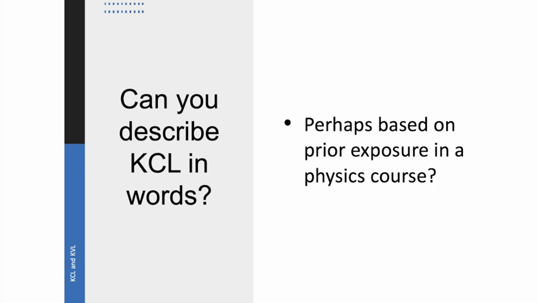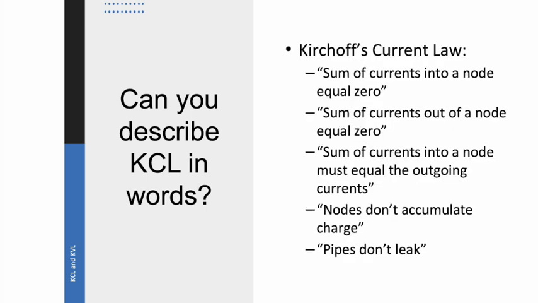Take a second and think, can you describe KCL in words, perhaps based on prior exposure in a physics course? Here are some possible examples. Sum of the currents into a node equals 0. Sum of the currents out of a node equals 0. Sum of the currents into a node must equal the outgoing currents, innies equal outies. Here are some other similar statements. Nodes don't accumulate charge, or in terms of the water analogy, the pipes don't leak.